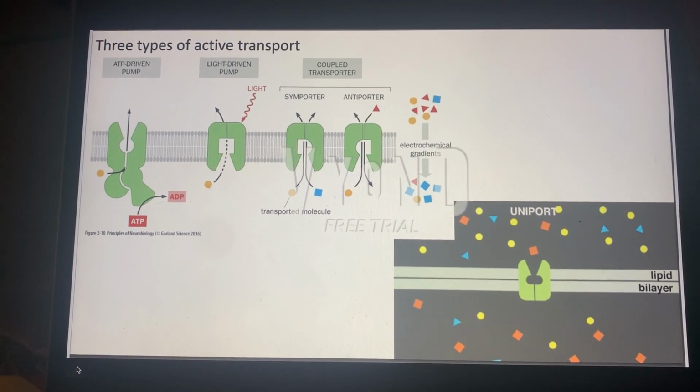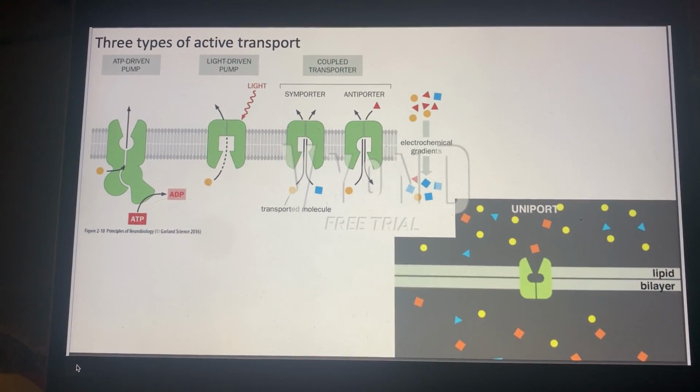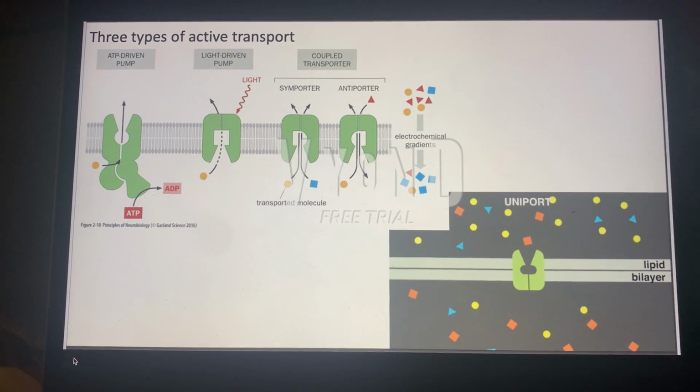So overall, this video just gives a brief synopsis of the different processes of active transport and how it relates to ion transport.